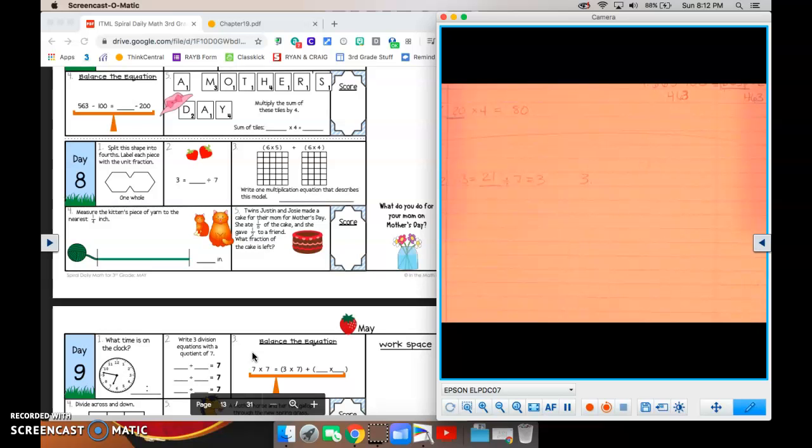All right? So over on the one side, we have 6 times 5. And on this side over here, we have 6 times 4. It says write one multiplication equation that describes this model. Well, they kind of have one done for you right here, right? That would be one of them. Or let's combine the 5 and the 4, and let's go 6 times 9. All right?